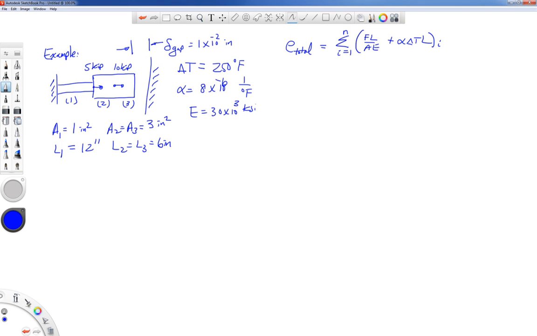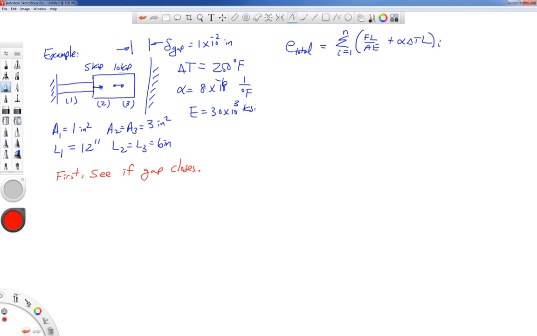So let's write down here. Let me change colors. Write down first, we're going to see if the gap closes. So I'm just going to ignore the wall on the right. Now the total deformation, given the temperature changes, the lengths, and everything, we need to use statics to find the forces in each of the pieces.